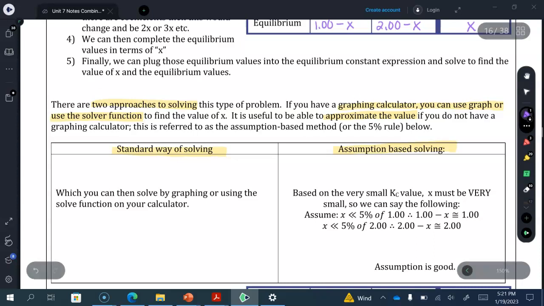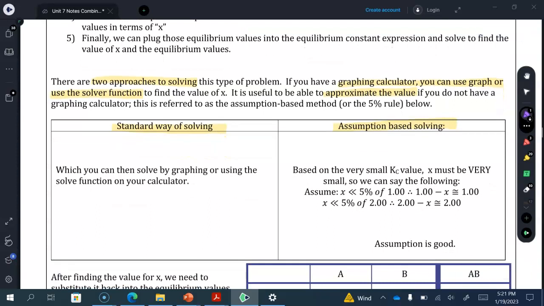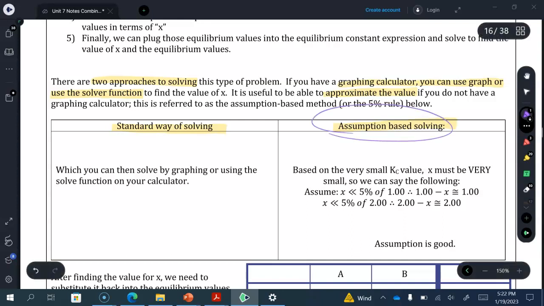And there's 2 ways to solve. You can either use the solver function or the quadratic formula in your table. This is a lot of math. All of the ones on the AP test should be able to be solved easily using a standard way of solving, or be able to use the assumption-based solving, which says that we assume that X is super, super small.